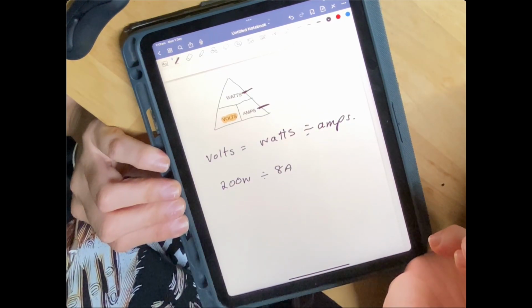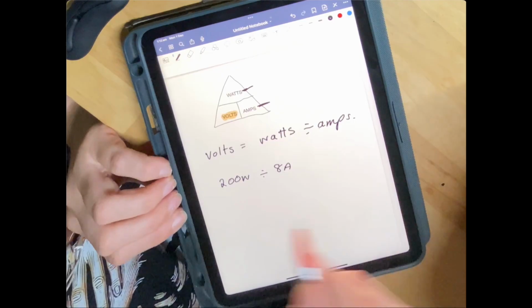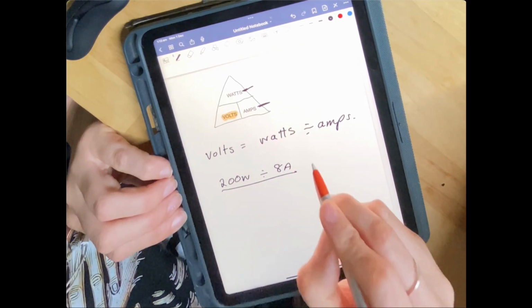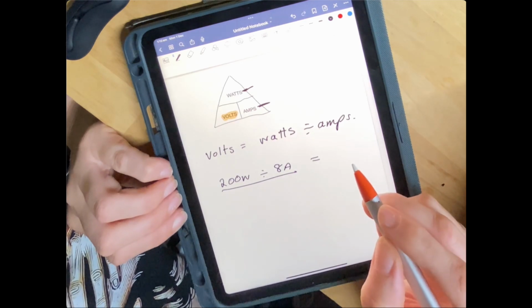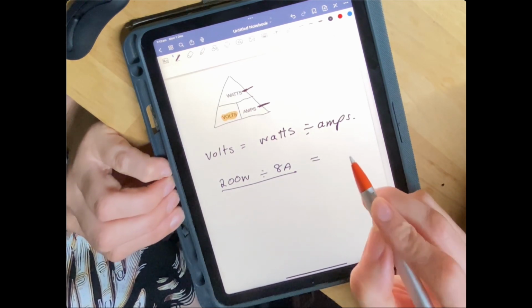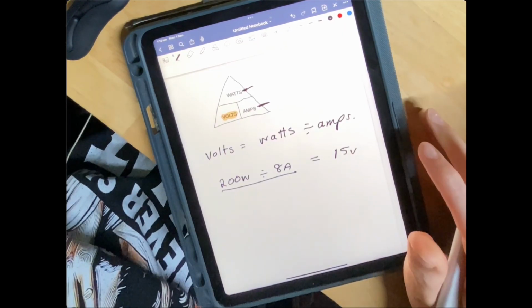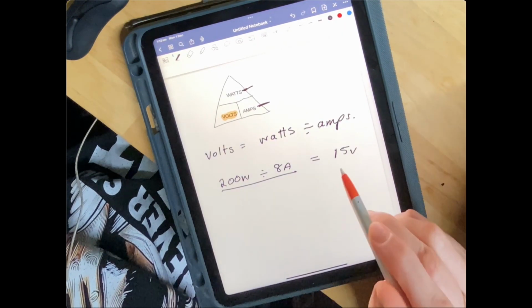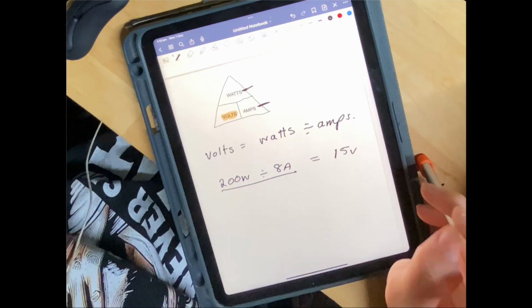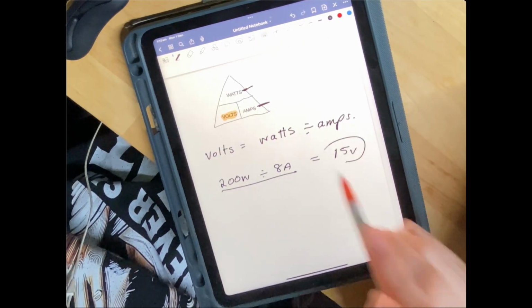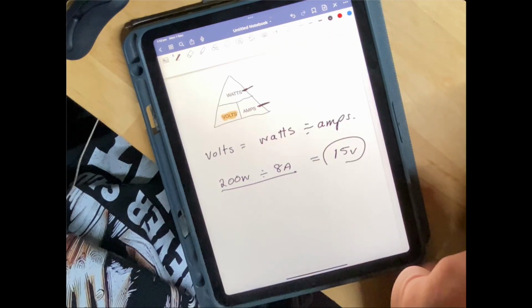Okay, cool. So we want to find out the voltage of the panel. Well, all we need to do is 200 watts divided by 8 amps. And guess what that is? It is 15 volts. So should be enough to charge a 12 volt panel. Personally, I'd like a bit higher than that, but it is a 15 volt panel. So you know what? I might pass on that one.